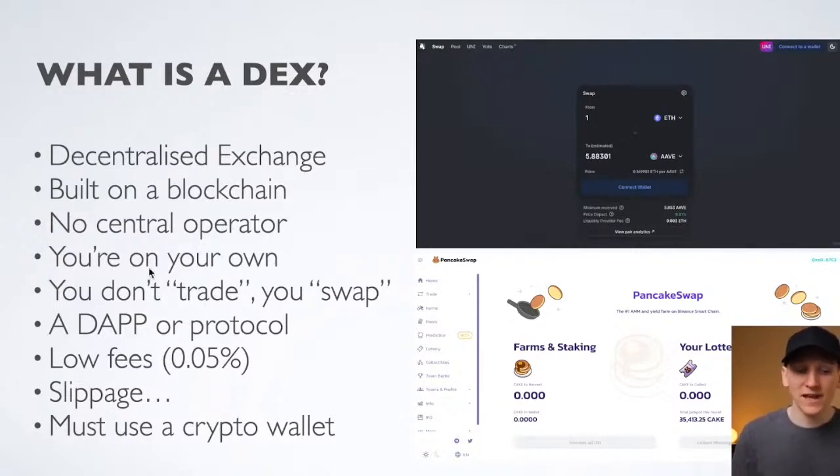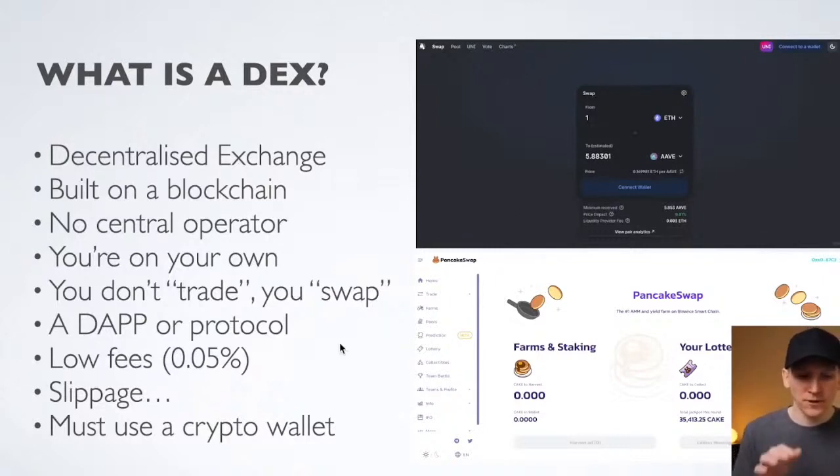On a decentralized exchange, you don't actually trade with someone else, but you swap tokens. It's a really different type of trading, but you do have very low fees. You can see you can pay around 0.05%. So the fees are very low, and that's because it's literally just a computer program. So I've got two examples here. You can see Uniswap up here, and you can see PancakeSwap here, essentially doing the same thing, but they're on different blockchains. Uniswap is on Ethereum, PancakeSwap is on Binance Smart Chain.